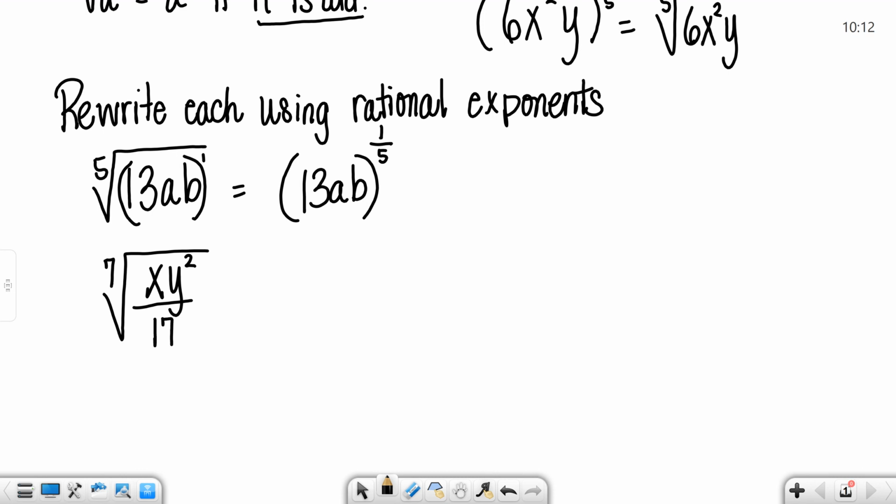Now let's not make this difficult. Take the stuff that's inside, here's all the stuff that's inside, put it in parentheses, and we raise it to the 1/7. The 7th root. Now, that top number is not always a 1.